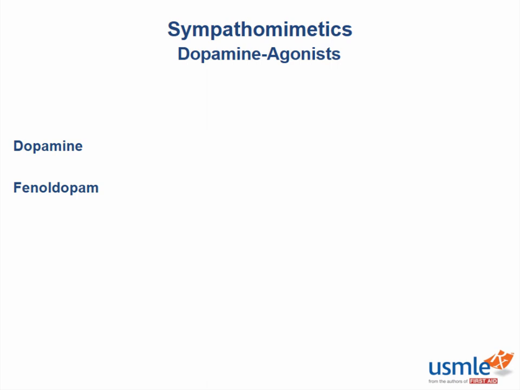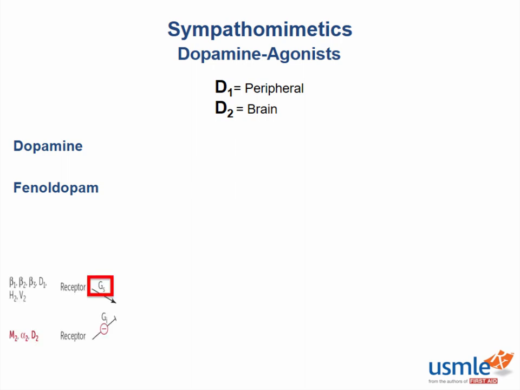Let's move on to our final group of direct agonists. Dopamine agonists. The dopamine receptor D1 is found in the periphery, while D2 receptors are found in the brain. The two drugs we need to discuss are dopamine and fenoldopam, which do not cross the blood-brain barrier. So we will focus on their effects on D1 receptors found on vascular smooth muscle cells. What G protein is the D1 receptor coupled to? That's right, Gs, or G-stimulatory.